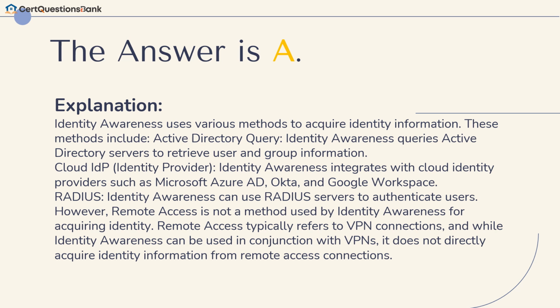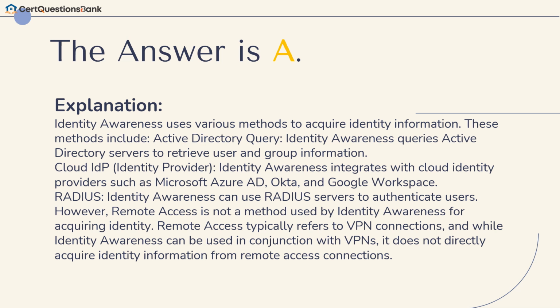Identity awareness uses various methods to acquire identity information. These methods include Active Directory query. Identity awareness queries Active Directory servers to retrieve user and group information. Cloud IDP, identity provider. Identity awareness integrates with cloud identity providers such as Microsoft Azure AD, Okta, and Google Workspace. Radius. Identity awareness can use Radius servers to authenticate users.